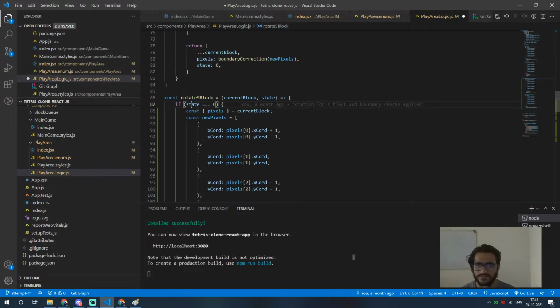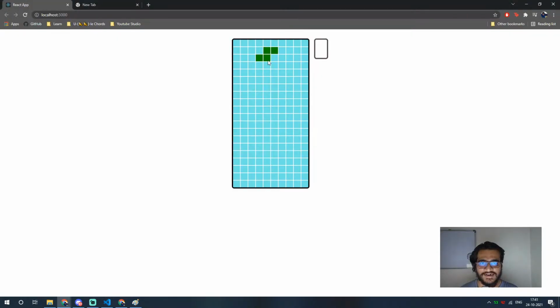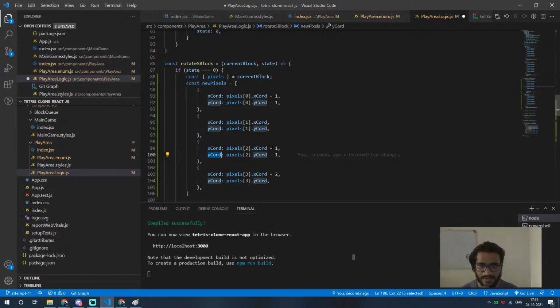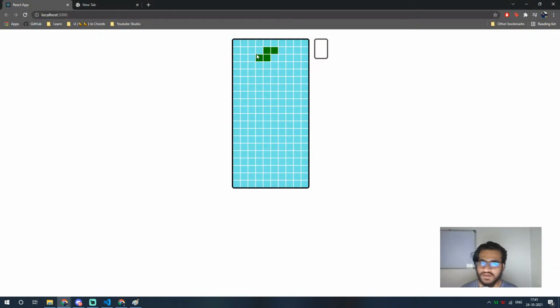Okay, so we have this. -1 in both cases, right? In the third pixel, -1 is going to be +1 and 1 is going to be -1, like this. And in the last one, y is not going to change at all.